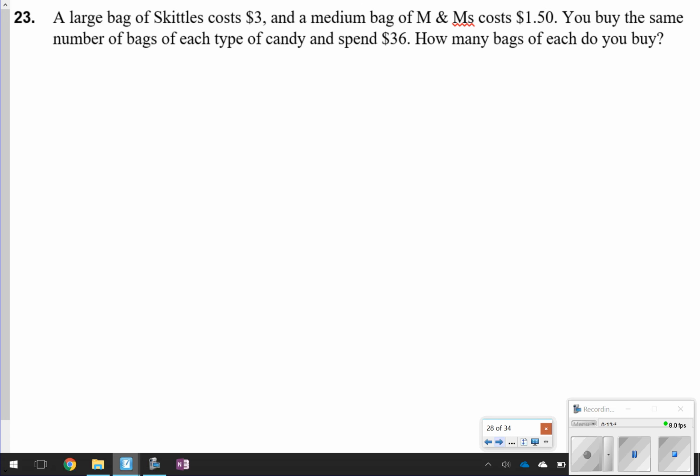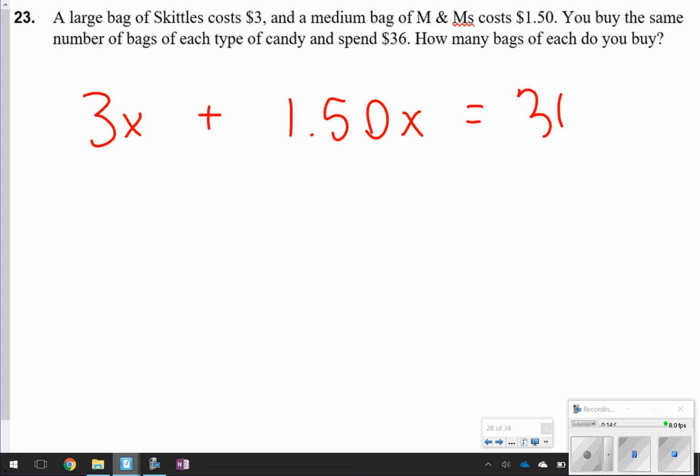And the last one on here, a large bag of Skittles costs $3. A medium bag of M&Ms costs $1.50. If we buy the same number of bags of each type of candy, so if X were the same number here, and I spend $36. One way to look at this is if you're buying basically a set of Skittles and M&Ms together, you can combine them, so if you just bought one bag of Skittles and one bag of M&Ms and you're buying the same number of them, you can put those together to get $4.50 X.